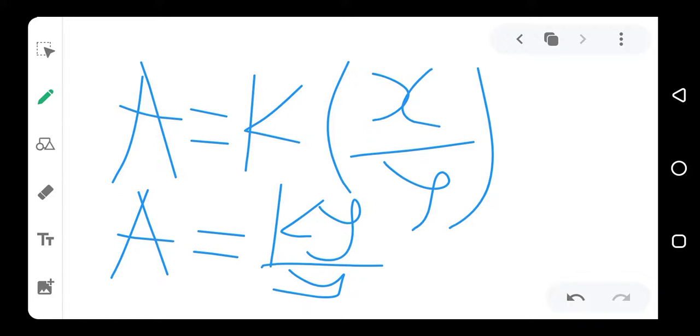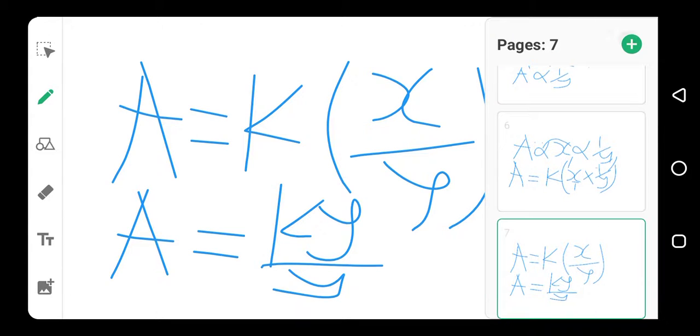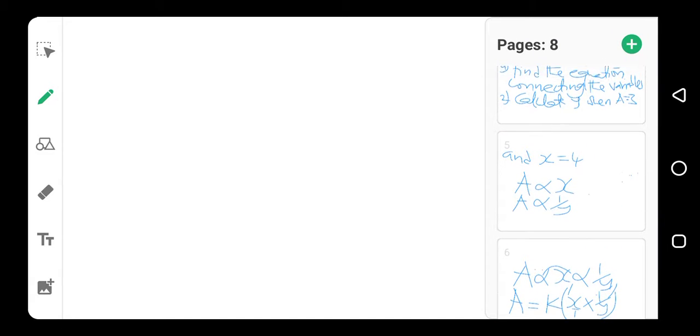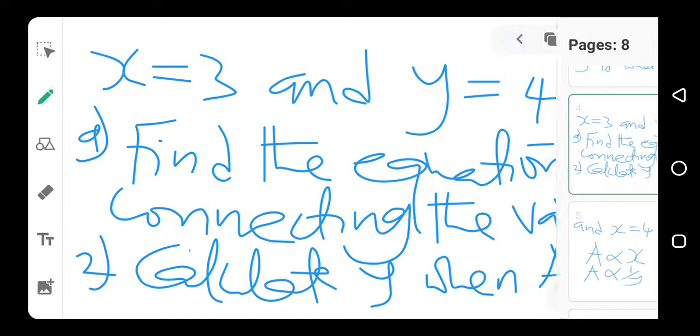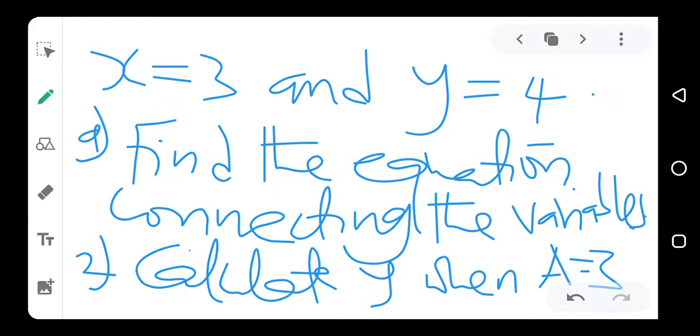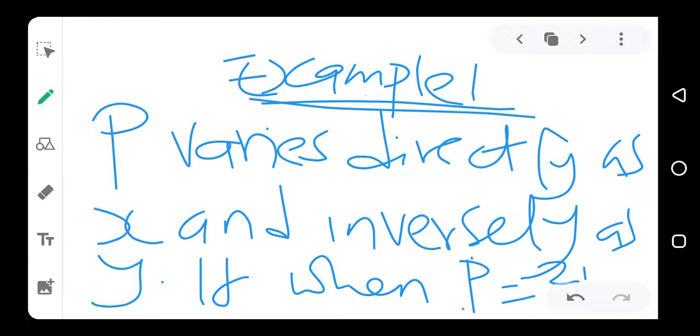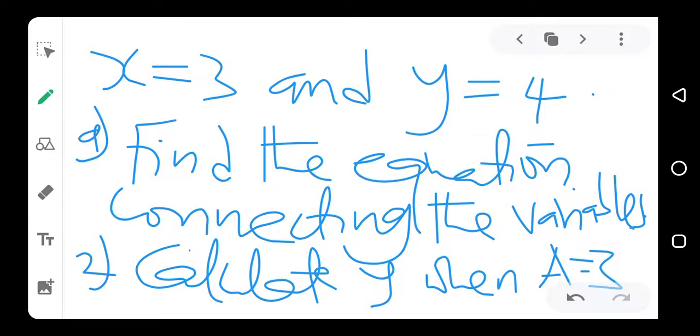Now, in the question, we are given that when p is equal to 2, x is equal to 3, and y is equal to 4, so we put these values given to us. The essence is we are looking for the equation connecting the variables.